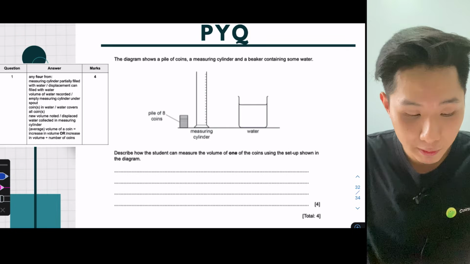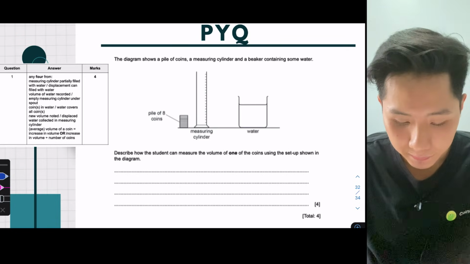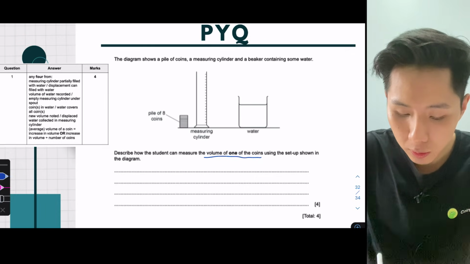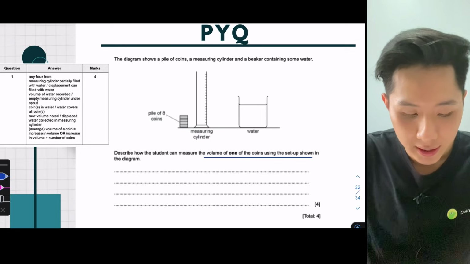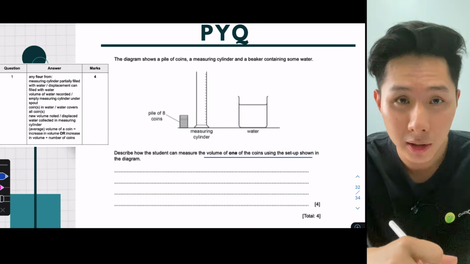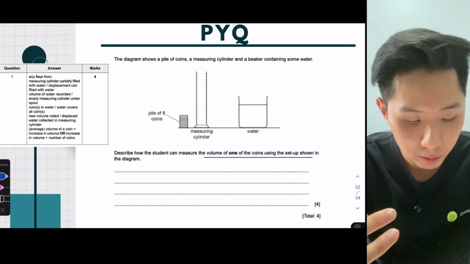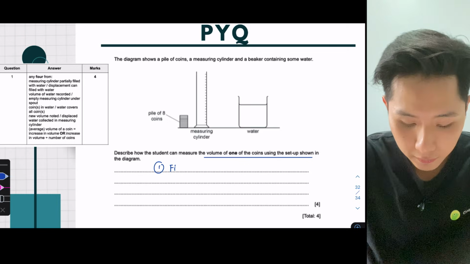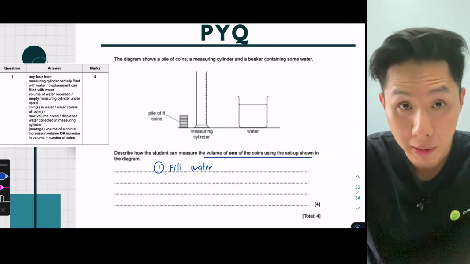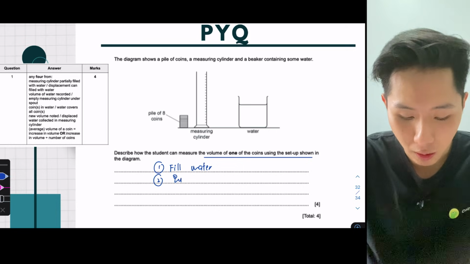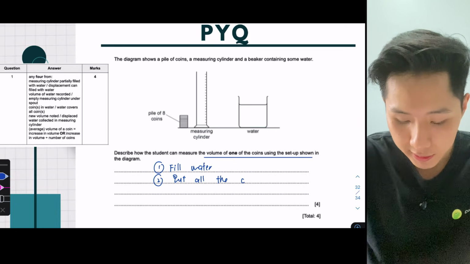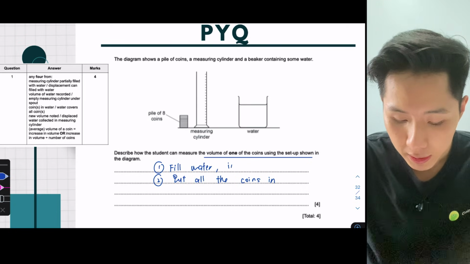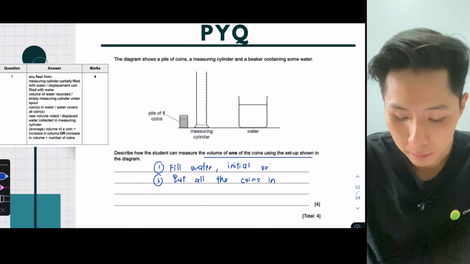And before we end this video, let's try out a few more past questions. So how can the student, it's a 4-mark question, measure the volume of one of the coins using the setup? I have attached the marking scheme here, you can refer to it. But a very simple thing to do is first to fill water into this measuring cylinder, and then we can put all the coins in. Of course, before we put in all the coins, we need to measure the initial volume.